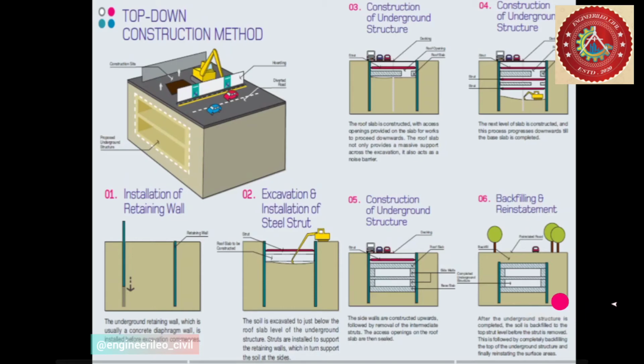First of all, we'll install the retaining wall, right? Then the excavation and installation of steel struts are done. To hold the soil, we have to install the steel struts. Then construction of the underground structure has started. The construction of the underground structure is in the middle part, and in the fifth diagram the construction of the underground structure has been completed, and finally the backfilling of soil has been done.